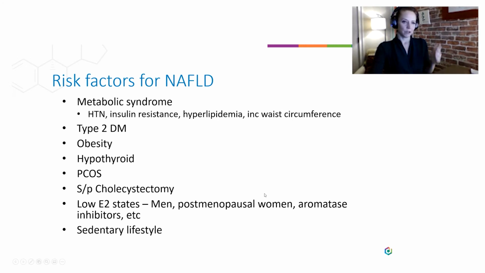Risk factors, as you can imagine, metabolic syndrome is top of the list. Type 2 diabetes puts you at higher risk for fibrosis accumulation and that hardening of the liver that's associated with NASH. So we definitely want to be mindful of fatty liver with our type 2 diabetic patients. Obesity and hypothyroid and PCOS and just about everything that's coming into our office with that hypometabolism can play into a risk factor for fatty liver.